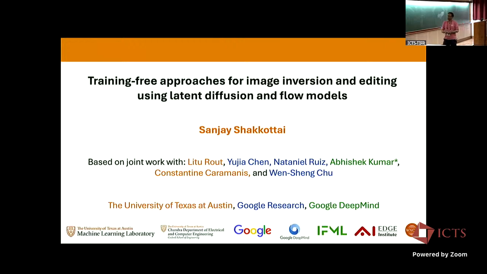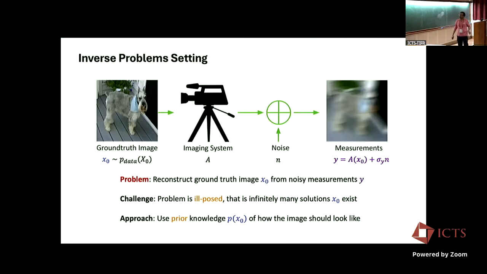So yesterday we talked about training-based and training-free approaches. These are algorithms for training-free image inversion editing. I know we talked about some of these things yesterday, but I thought I'd quickly recap. The problem setting is the following. I've got some ground truth image. I've got an imaging system, maybe a linear or nonlinear operator, and additive noise. You've got measurements Y, which is some function of the imaging system plus noise. And given this, you want to reconstruct the ground truth image.